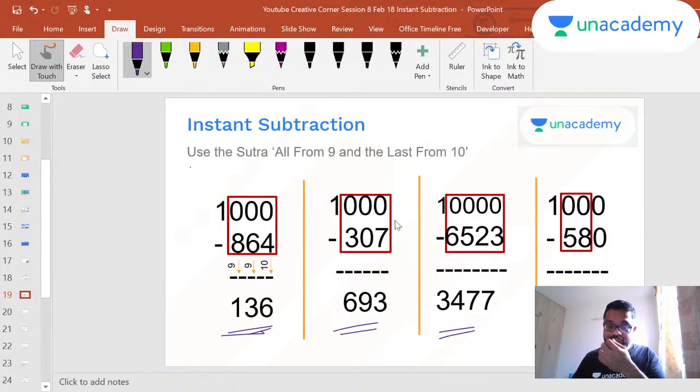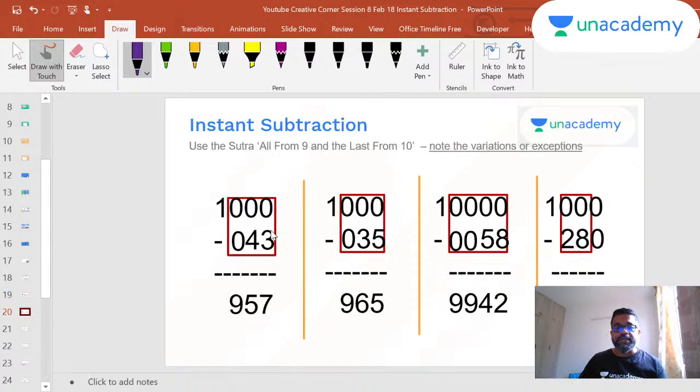Essentially, what we are all used to doing in traditional maths is that we carry forward, and we borrow a 1, and everything becomes a 9, and the last one becomes a 10. We don't need to do all those steps. It's known that you'll have to borrow and all of this will become a 9. So there's no hassle of borrowing, writing the 9 here, making this a 10, and then doing the subtraction. Just write all from 9, last from 10. That's what it is.